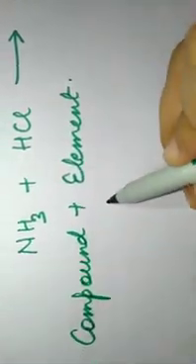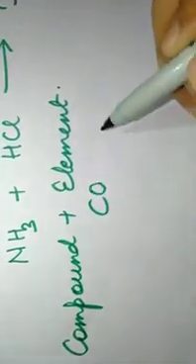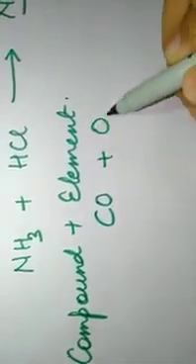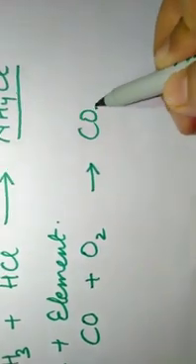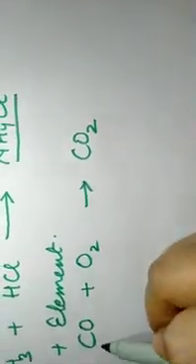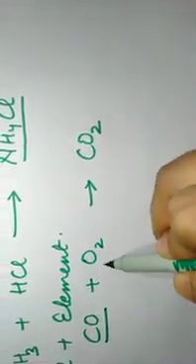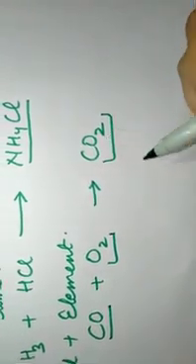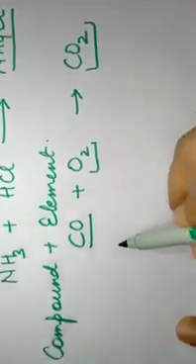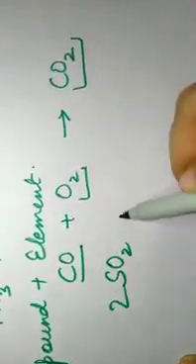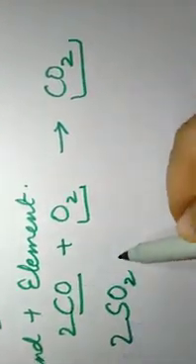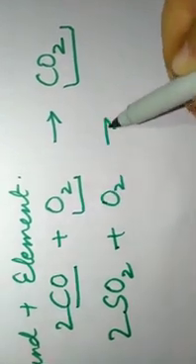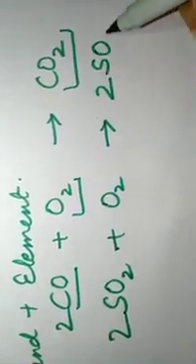So for example, we have carbon monoxide. When carbon monoxide combines with oxygen, it forms carbon dioxide gas. So carbon monoxide is a compound, oxygen is an element, and carbon dioxide is again a compound. Another example is when sulfur dioxide gas combines with oxygen and forms sulfur trioxide gas.